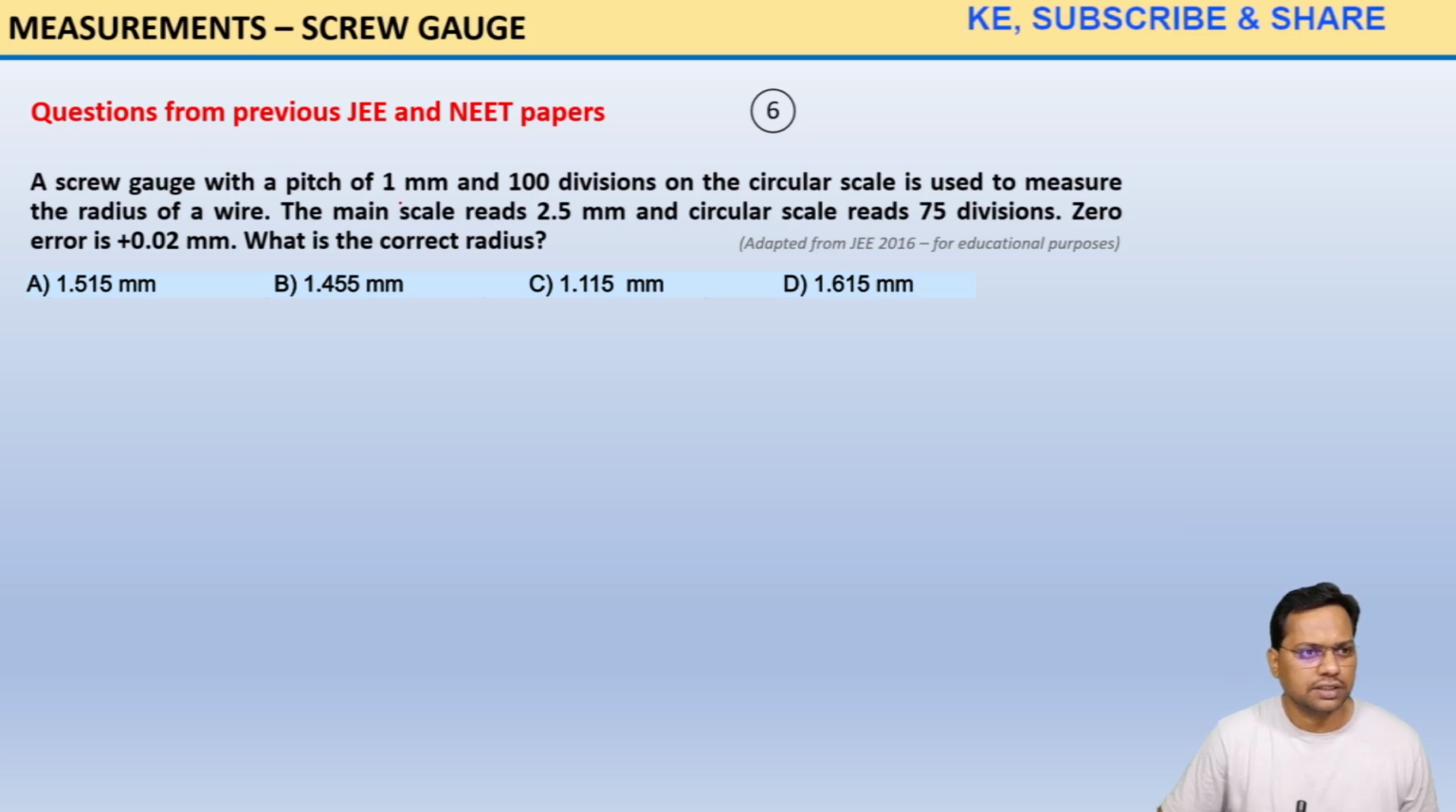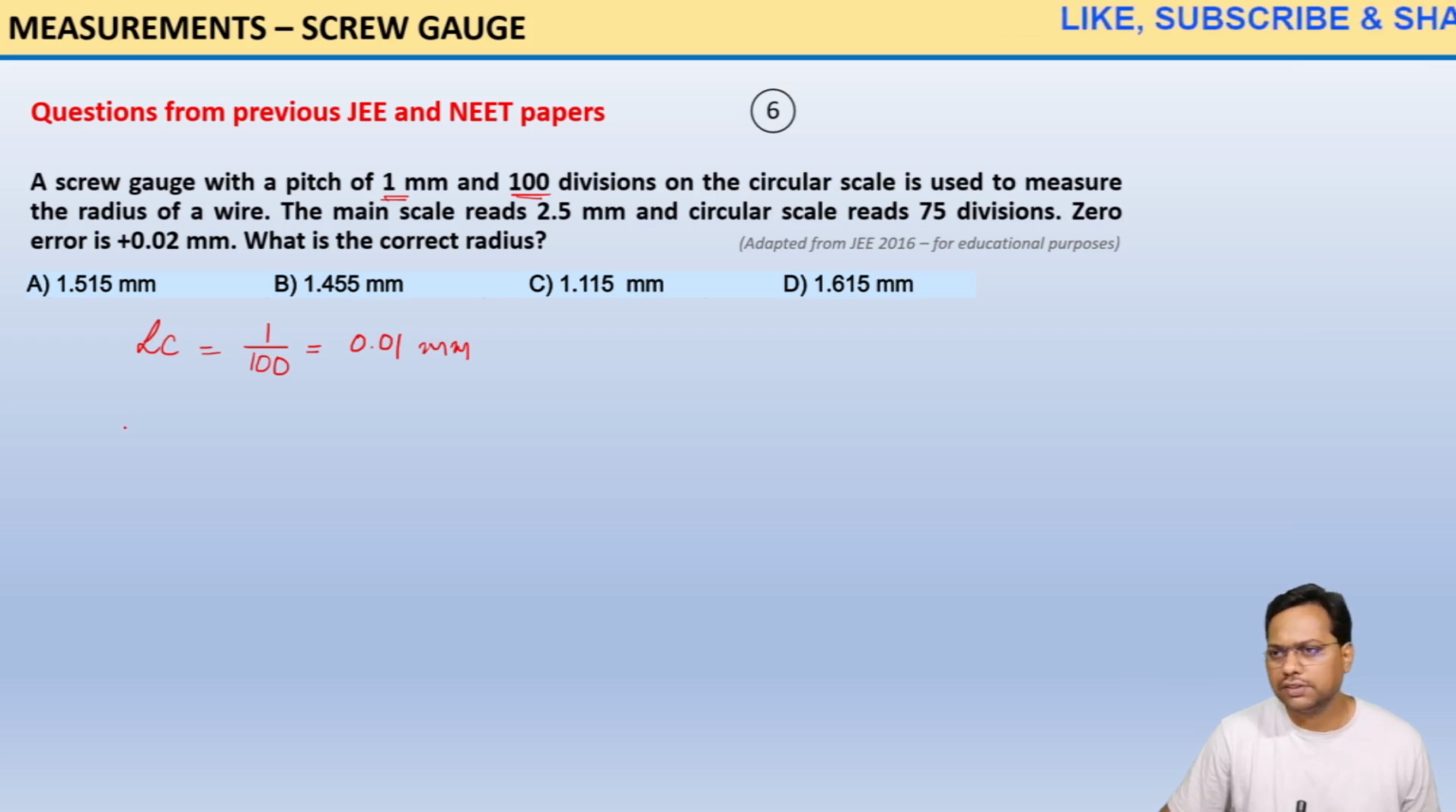Here in the first sentence, the pitch is given, that is 1 millimeter, and the number of circular scale divisions, that is 100. Therefore, we can calculate the least count, that is pitch 1 mm divided by the number of circular scale divisions, 100. That gives 0.01 millimeter. Now, the main scale reads 2.5 mm and the circular scale reads 75 divisions. That means it is not measuring directly the radius, it measures the diameter.